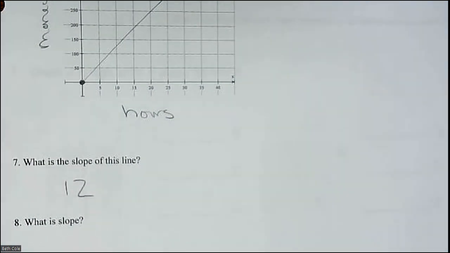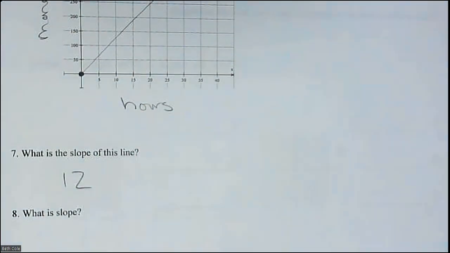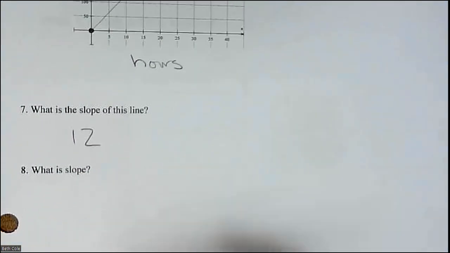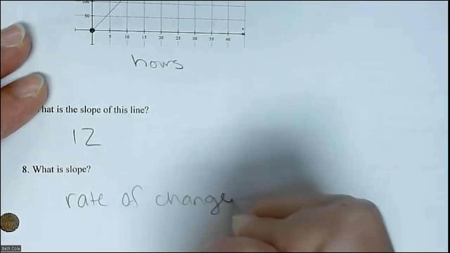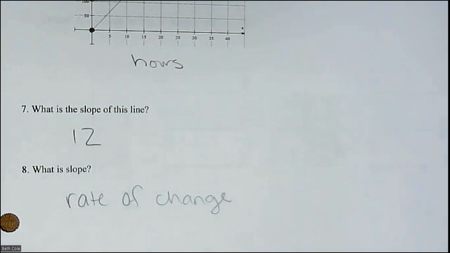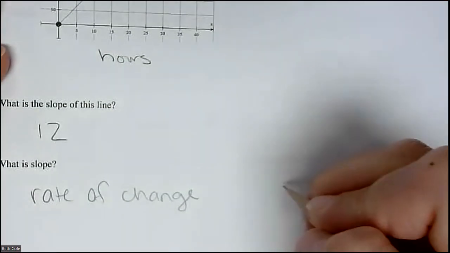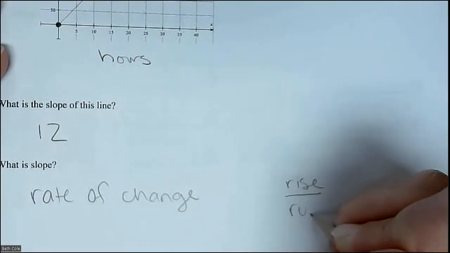12 for every hour you work. Up 12 over 1. I know that's really hard to tell from that graph, but 12. And what is slope? Slope is a rate of change. It's how much you're changing per hour in this case. But it could be like the speed your car is going, like miles per hour. That's a rate of change, and it is rise over run.